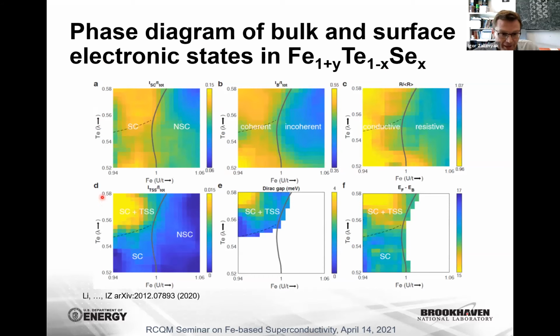Now, it is only in the superconducting phase, but only at a high tellurium content, that the topological surface state feature is observed. So you see, this is the intensity of the topological surface state feature. We see that there is a separate region in the superconducting part of the phase diagram, which also hosts topological superconductivity. The Dirac gap that opens in this phase actually closes at the phase boundaries. So the topological superconductivity arises together with the Dirac gap.